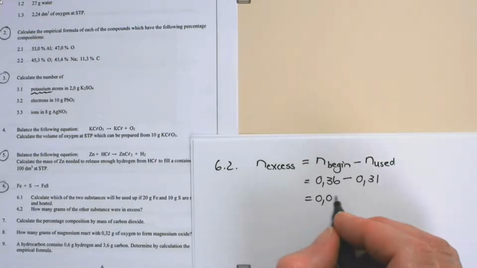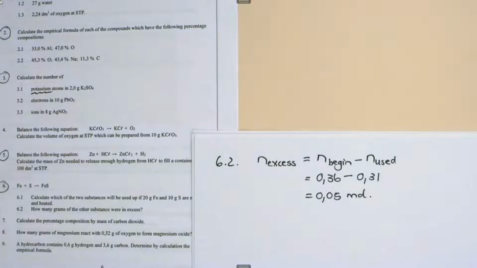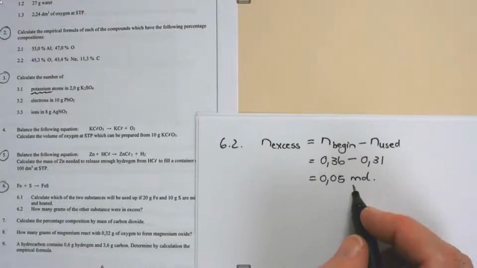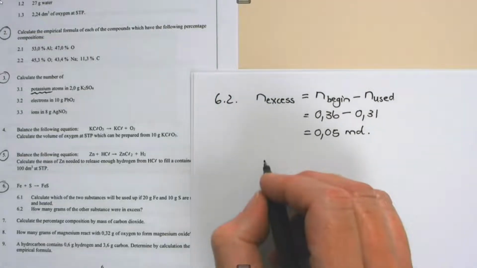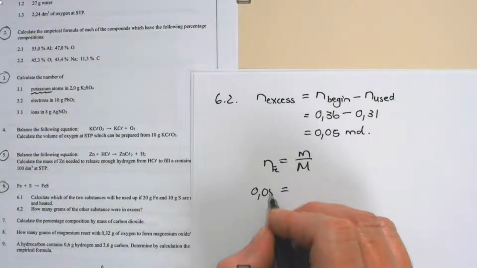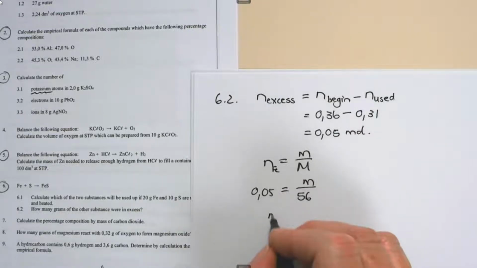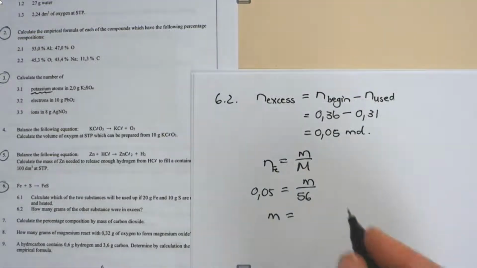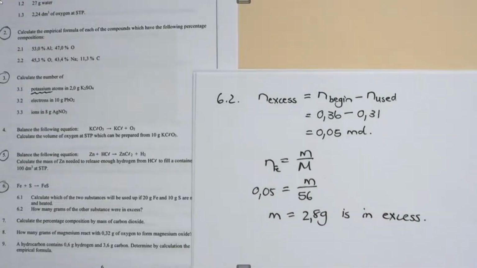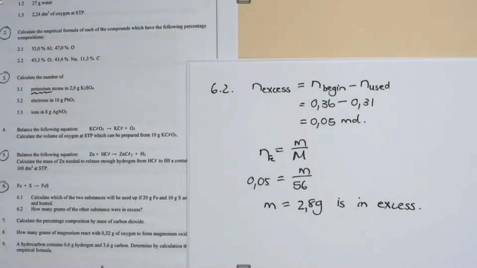So 0.05 mole was left. I use the rounded numbers now because I'm busy now doing the next calculation. So if it's still part of the first one, then I don't round, but this is now 6.2, so I use the rounded numbers. And then I say n equals small m divided by capital M. I'm busy with the iron, so it's 0.05 times 56. So that means 2.8 gram is in excess, because they asked the amount of grams in excess.